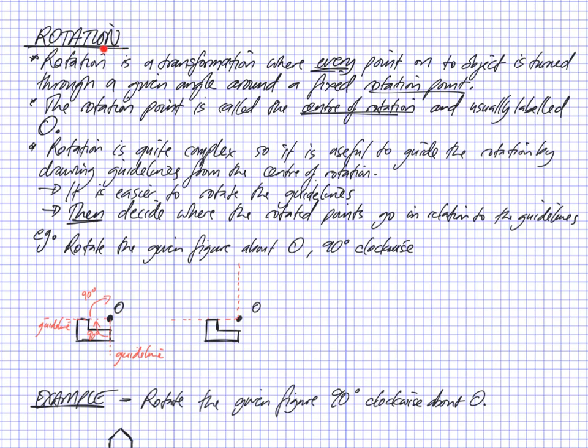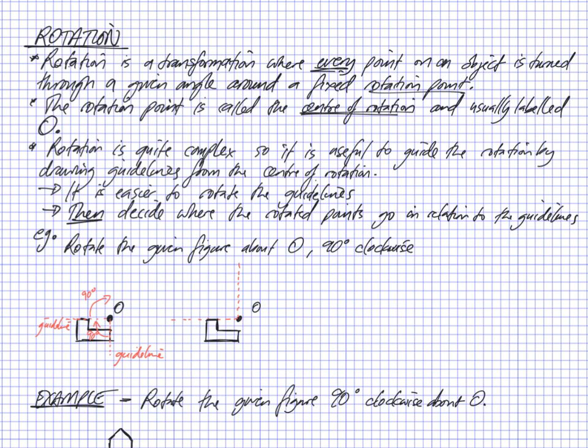This one is on the transformation known as rotation. So rotation is a transformation where every point on an object is turned through a given angle around a fixed rotation point. The rotation point is called the center of rotation and is usually labeled O.